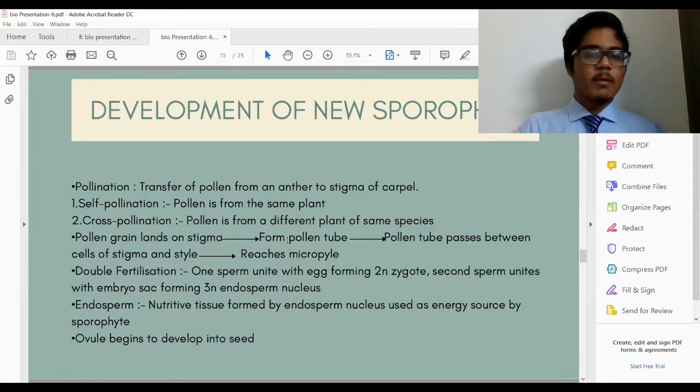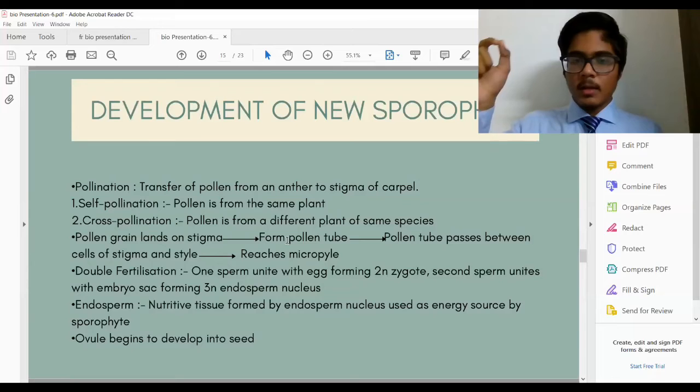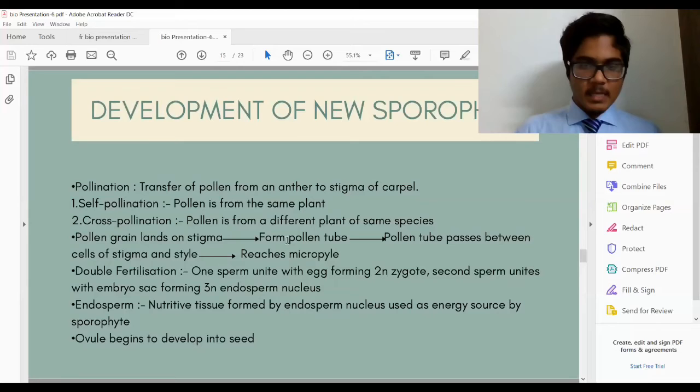So what is happening now? Whether self or cross pollination, the pollen grain lands there, and this pollen grain gets germinated. As I said before, I hope you remember, when this gets germinated, the pollen tube forms, and this generative cell would produce 2 sperm cells, and this aids in double fertilization. The pollen tube goes through the stigma, following the style, and reaching the micropyle. Once it reaches the micropyle, it bursts.